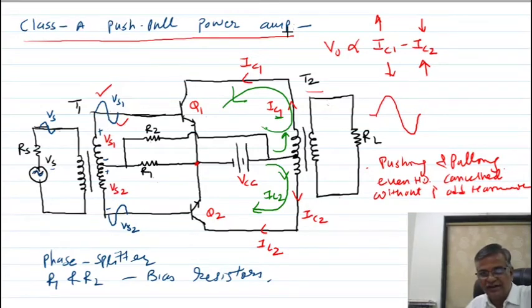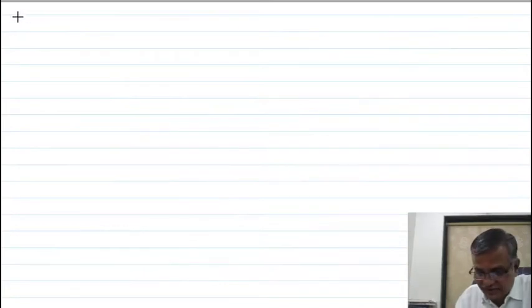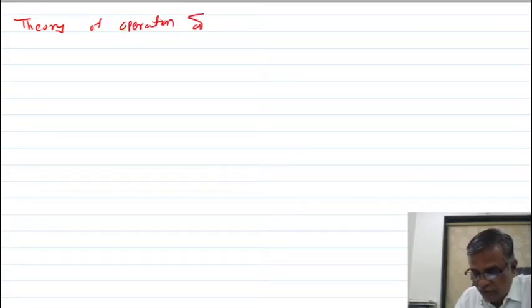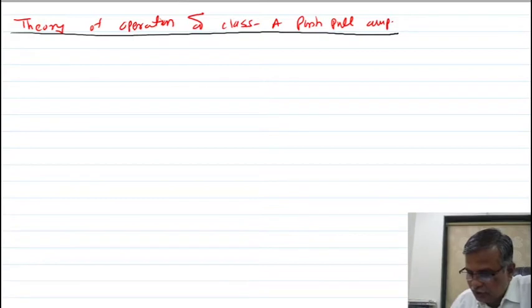Now, you may have questions, sir, here you have written your harmonic distortion is cancelled. How is it cancelled? So let us do it mathematically. So next topic I am discussing the theory of operation of class A push-pull amplifier. Theory of operation means, let us see mathematically how the harmonic distortion is cancelled.